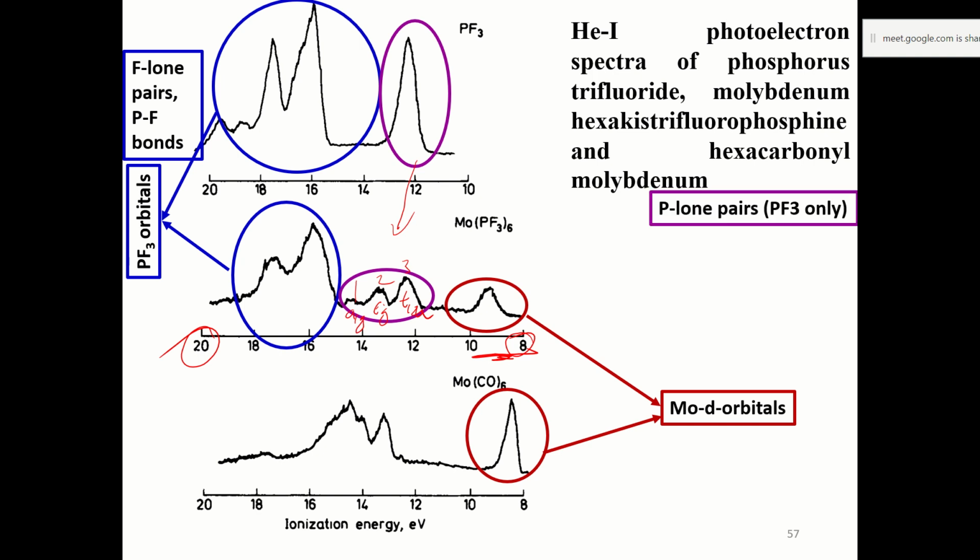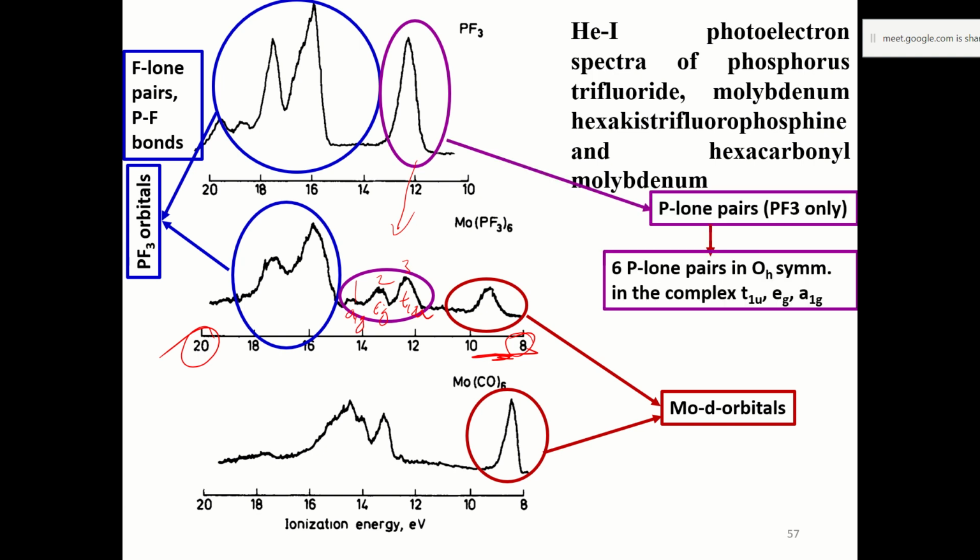So these three appear in that ratio also. You can clearly see this happening, how in octahedral symmetry the 6 phosphorus lone pairs, the orbitals that approach the central metal, form ligand group orbitals. So these are the ligand group orbitals of 3 different symmetries, T1U, EG and A1G, which bind with the metal. So this we can see clearly over here.